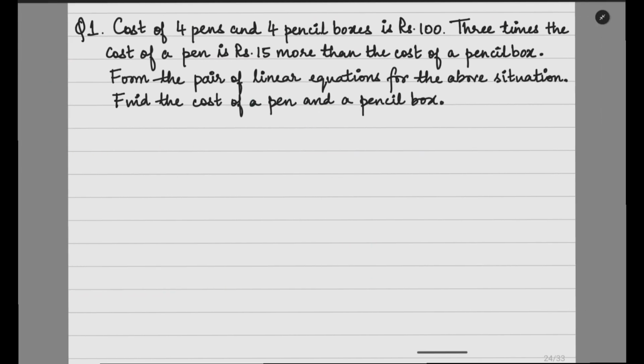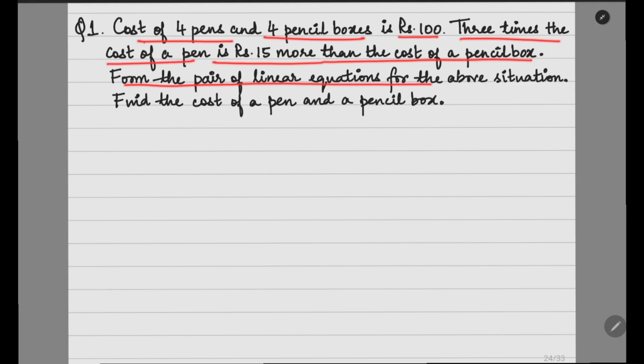And we will continue with today's question. In today's video also we will be solving some 4 or 5 word problems. Here the question is, cost of 4 pens and 4 pencil boxes is rupees 100. 3 times the cost of a pen is 15 rupees more than the cost of a pencil box. Form a pair of linear equations for the above situation. Find the cost of a pen and a pencil box.